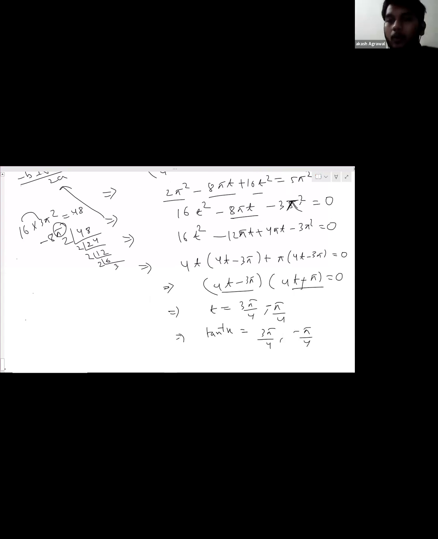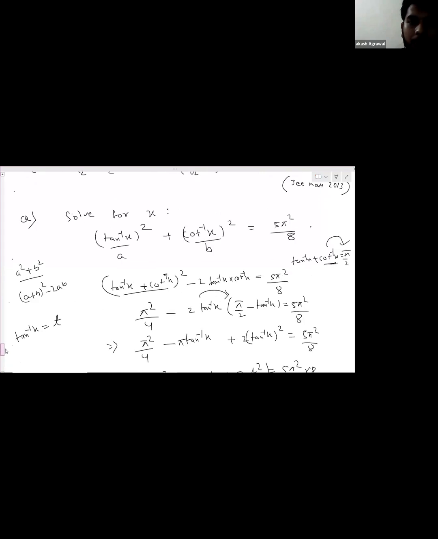And what was t? t was tan inverse x. Now, what was the range of tan inverse x? Remember, what outputs could we get? Minus pi by 2 to pi by 2. So minus pi by 2 is minus 90, pi by 2 is 90. Right? It will lie only in between.